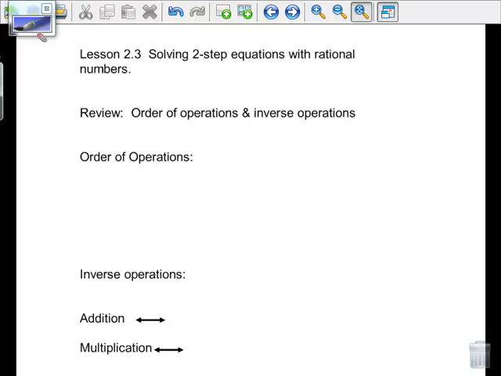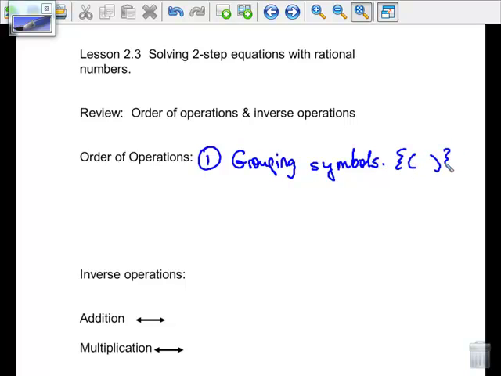Lesson 2-3 is solving two-step equations. First thing I'd like to do is review order of operations and inverse operations. So order of operations, remember the first step is to look at what's in our grouping symbols. And sometimes we have brackets with parentheses inside. Sometimes we just have the parentheses.